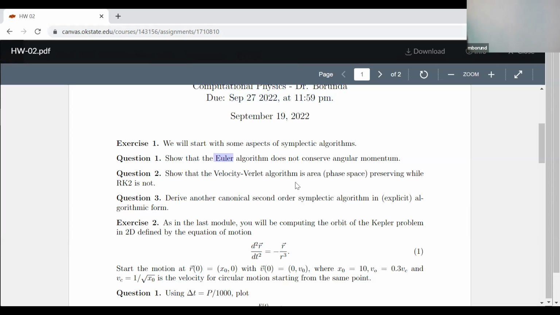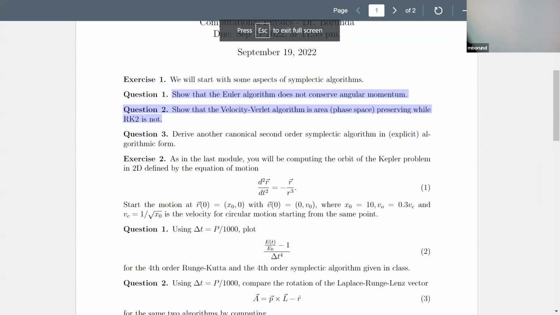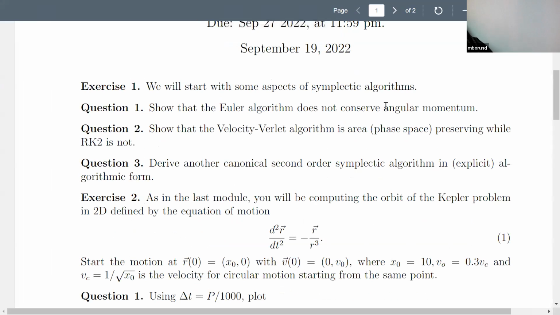And then the velocity algorithm is area or phase space preserving, while the Runge-Kutta is not. So for both questions, you could do this calculation numerically. You can do a calculation and ask, am I seeing this? I could show in some problems that the angular momentum is not conserved with the Euler algorithm, like plotting it after I do a simulation, right? In a system that is angular momentum conserving.